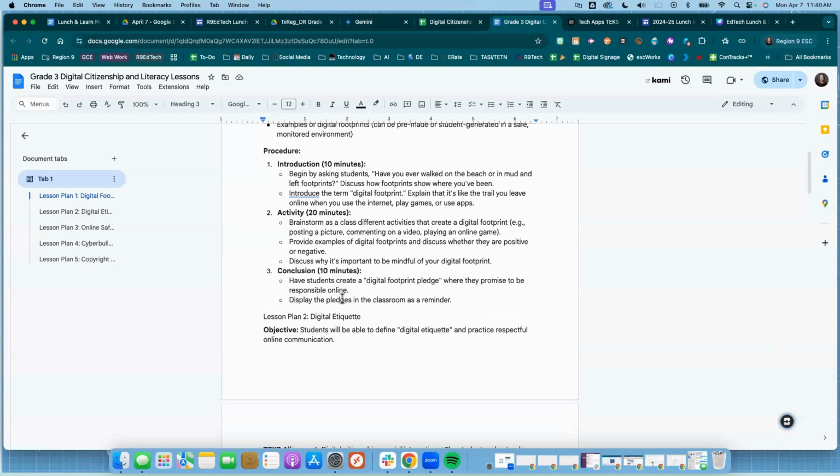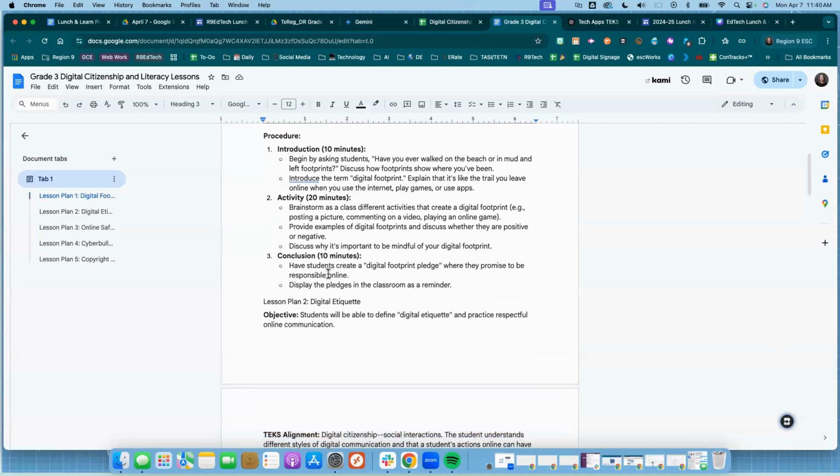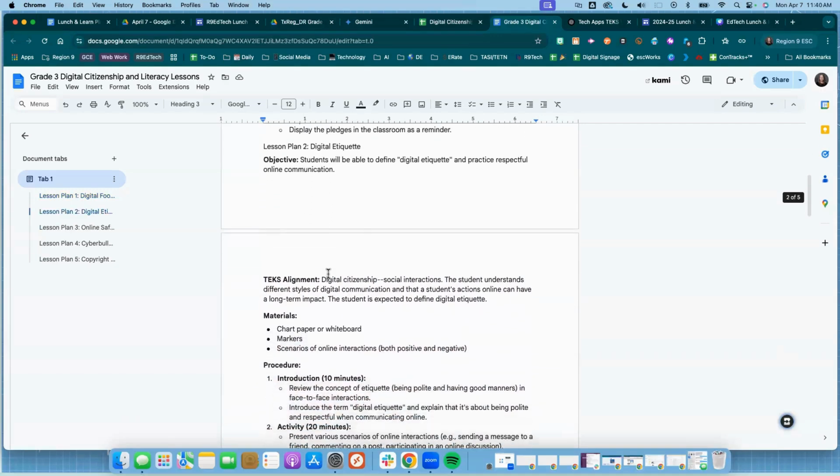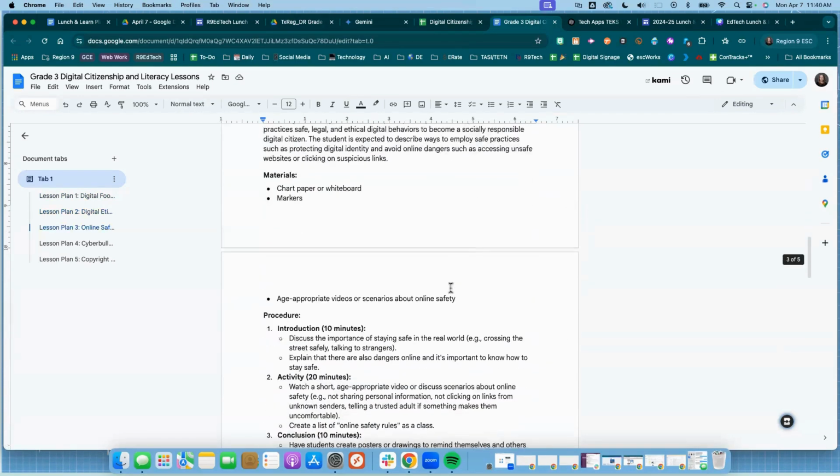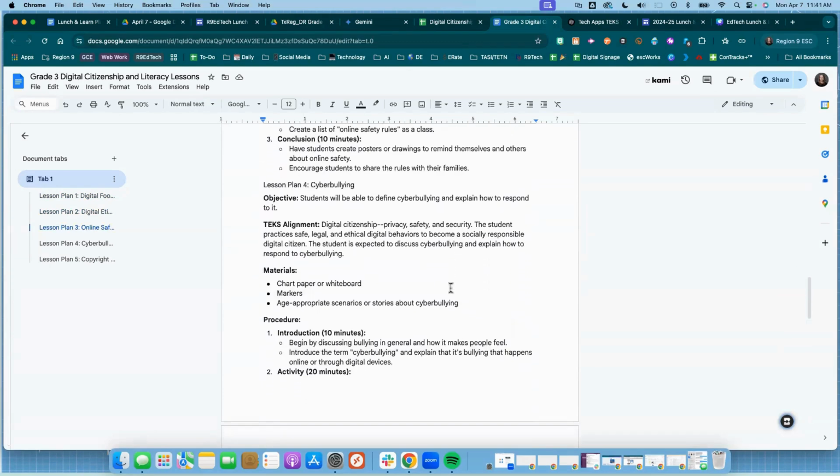You could do it whole class or you could do it independently. So you would have that ability to modify and adjust. But I love that it gives you that TEKS alignment here so that you know what standards you're meeting in your classes. And so if you could incorporate these 5 lessons, you would incorporate most of those standards that had to do with literacy and citizenship.